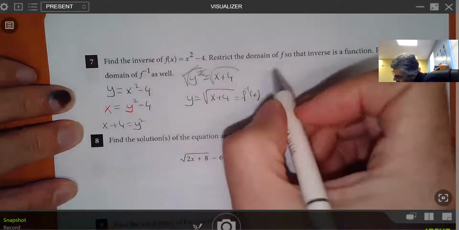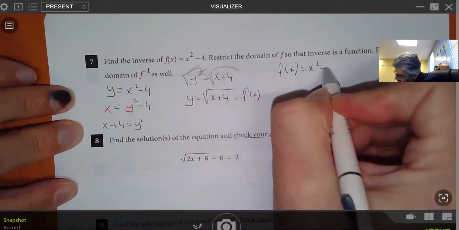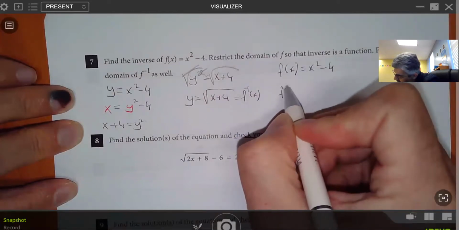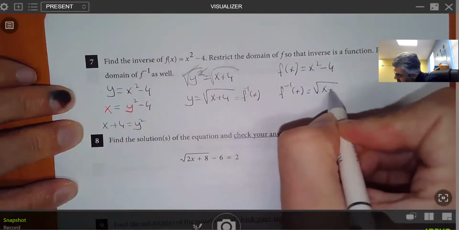And then y equals the square root of x plus 4, which is the inverse function. Okay, so let's write f of x is x squared minus 4, and the inverse function is root x plus 4.